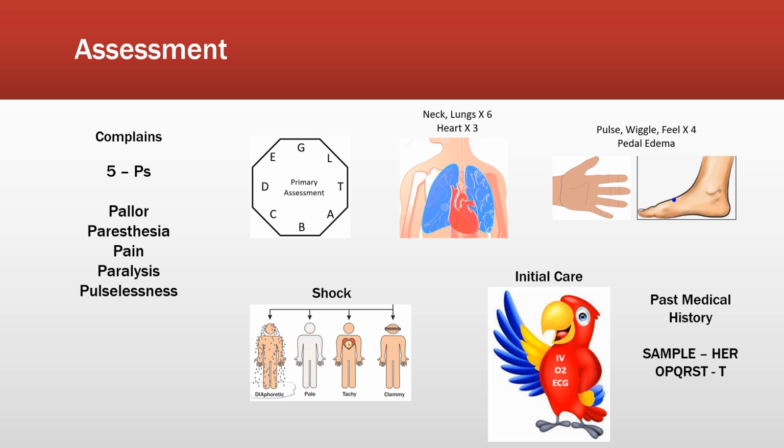Of course, do your normal assessment, the primary assessment, GLT, ABC. Look at the pupils, expose, lungs and heart. Look at the neck for JVD. Listen to 6 lung sounds, 3 heart tones. Check PMS times 4 extremities and pedal edema. Look for signs and symptoms of shock. Look for that pallor, paresthesia, pain, paralysis, and pulselessness. Do your initial paramedic care, IV, O2, monitor, and get the patient history. If they have pain, with that OPQRST, get the pain scale and give some meds because they shouldn't be in pain.